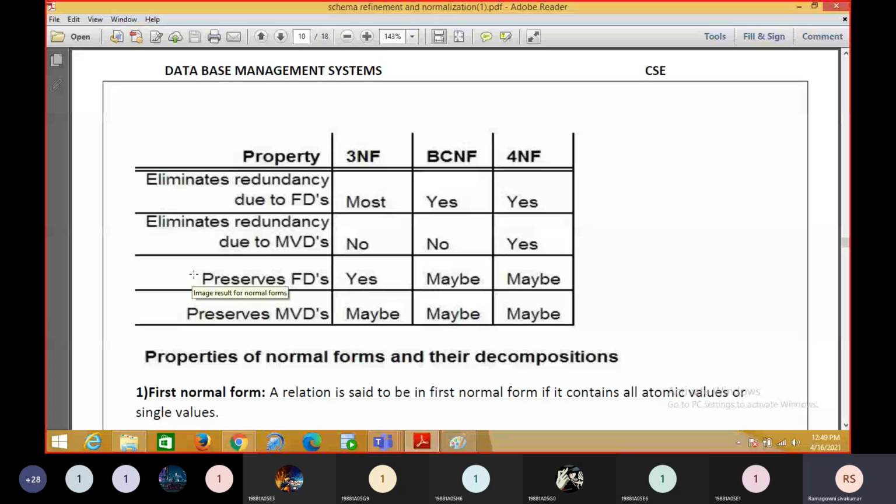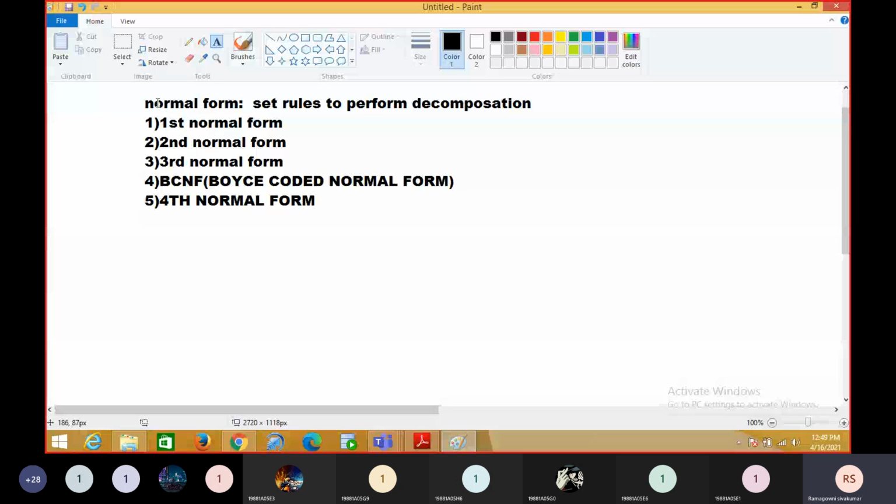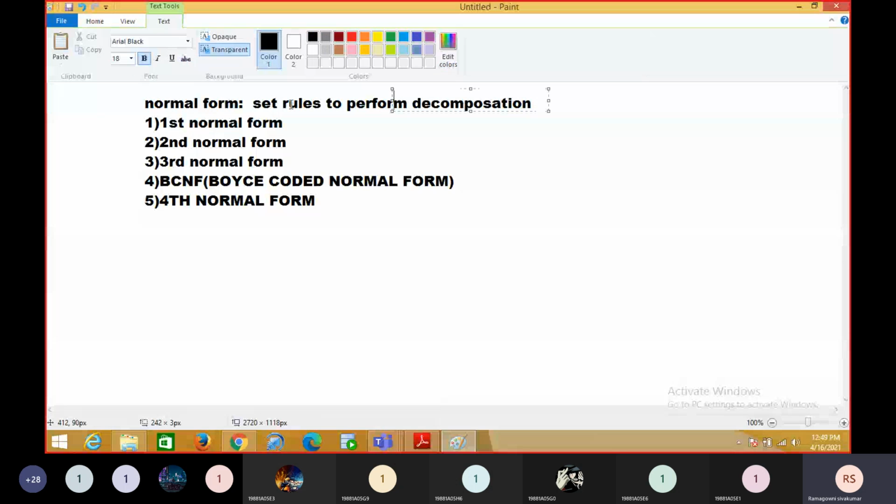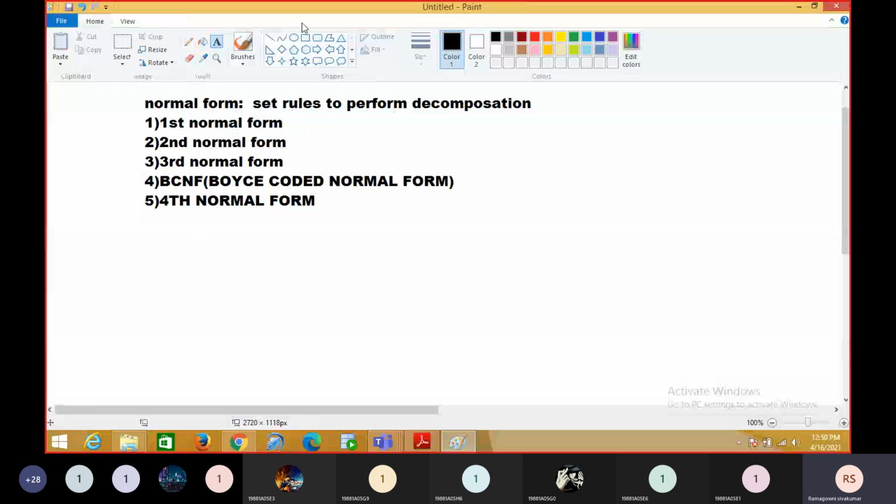We need to apply these functional dependencies and follow some rules. Now, what is a normal form? A set of rules to perform decomposition. If you want to perform decomposition, we need to follow some rules. In the first normal form, see the example. Say I'm creating one table.